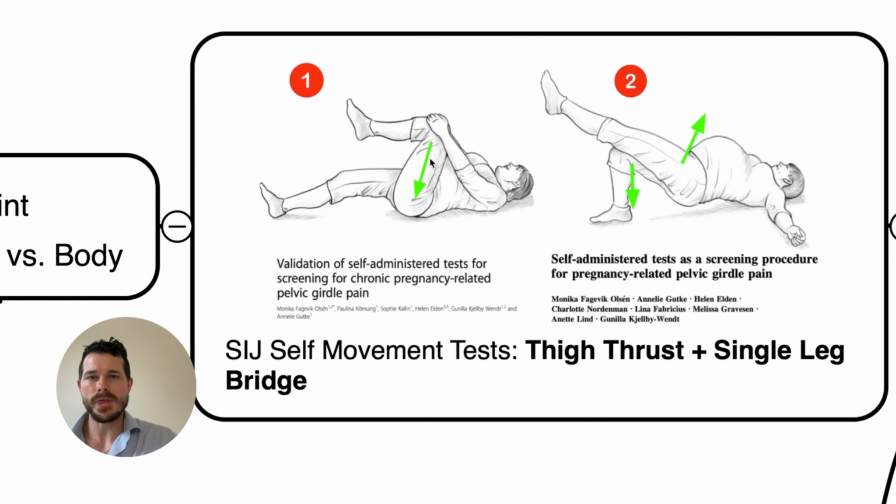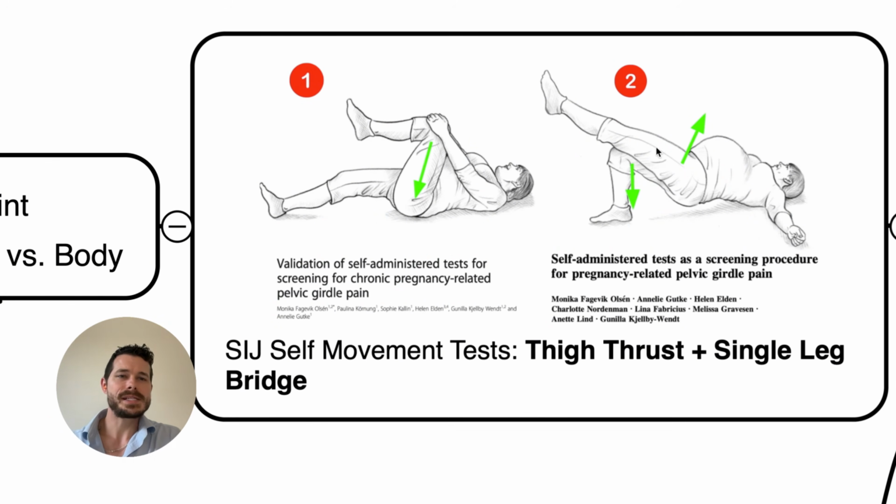First one, a self-thigh thrust test. Someone could do this to you, or you could try to perform it yourself as indicated here. Take the painful side, bend the knee up just above 90 degrees. Attempt to push that thigh as if trying to push the hip joint down into the floor. Is it painful or is it not?